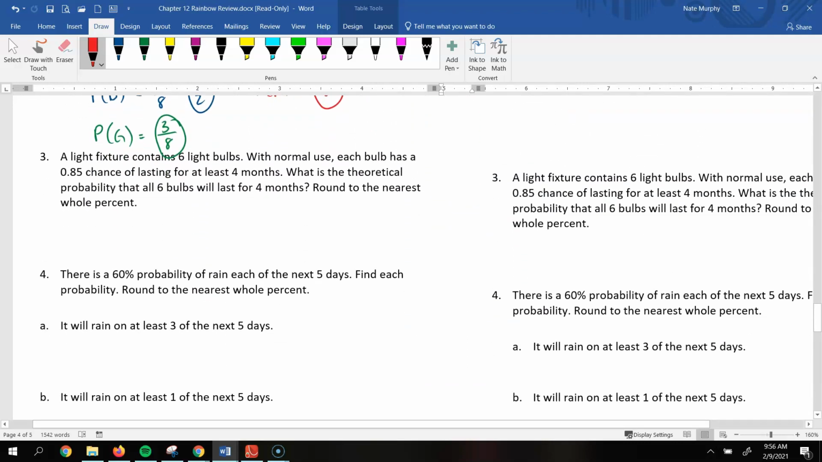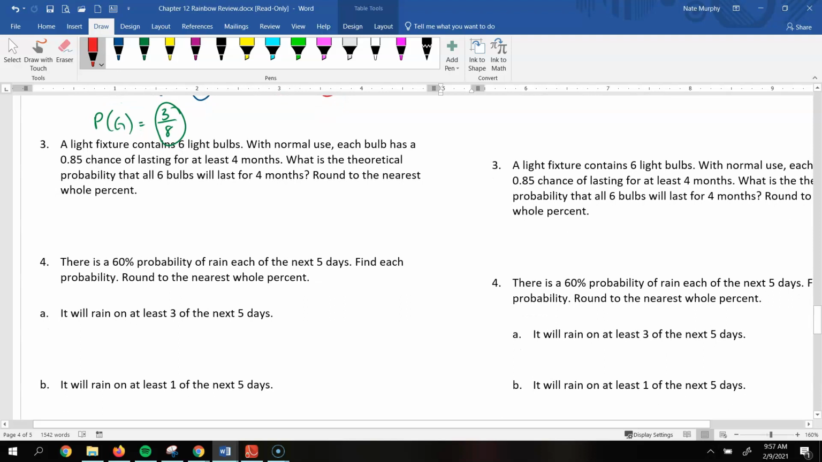Let's look at number 3. A light fixture contains 6 light bulbs. With normal use, each bulb has a 0.85 chance of lasting for at least 4 months. What is the theoretical probability that all 6 bulbs will last for 4 months? Round to the nearest whole percent. All right, so there's 6 light bulbs. We want to find the probability that all 6 of them last for 4 months, and you have a 0.85 chance of that happening.